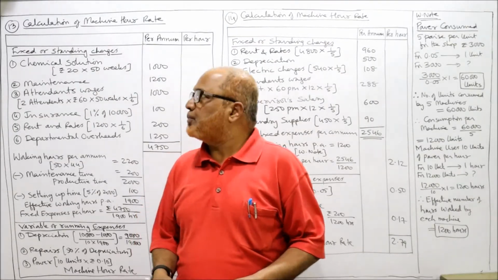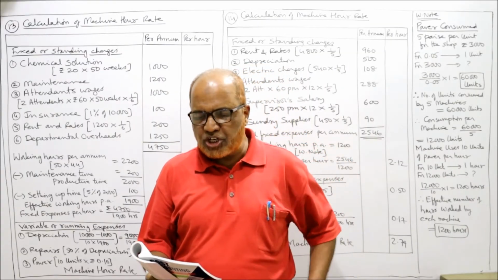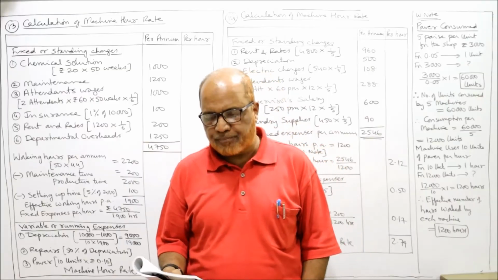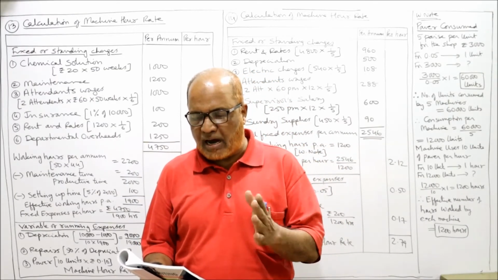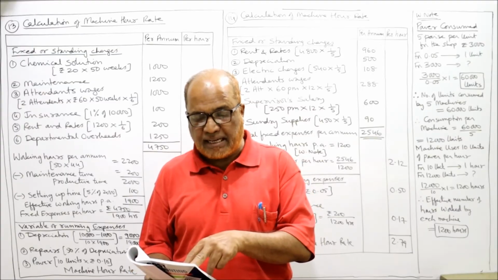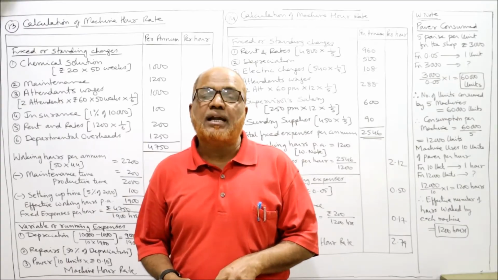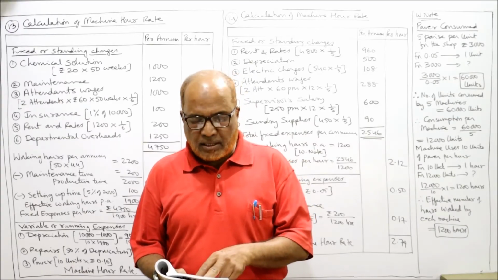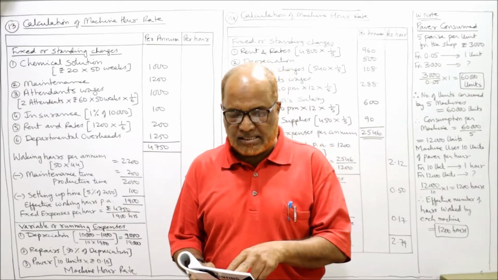Now we start the next problem, problem number 13. See the 13th problem. Compute machine hour rate from the following. Cost of the machine 10,000. Estimated scrap value after expiry of its life of 10 years is 1,000. So here the cost of the machine is given to calculate depreciation. 10,000 is the cost, scrap value is 1,000, the life is 10 years.